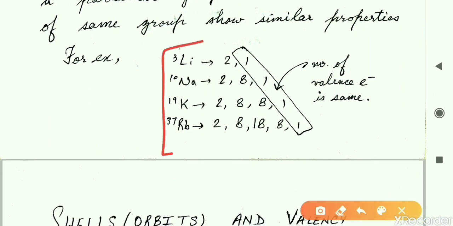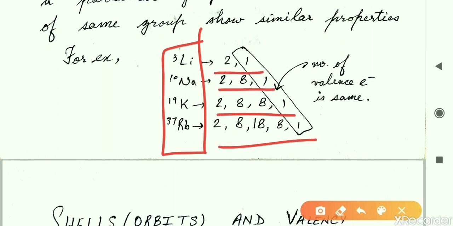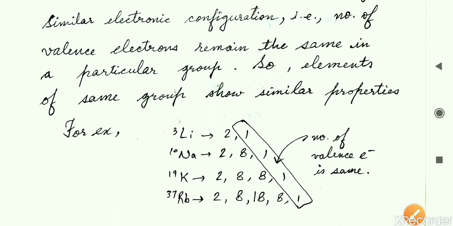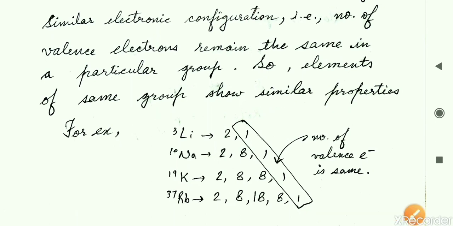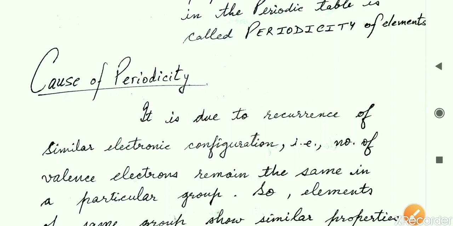We have these elements belonging to group number 1: lithium, sodium, potassium and rubidium. I have mentioned the atomic number alongside. If we write the electronic configuration of each of these, you will find that the valence electron count is always the same, that is, in this case 1. Due to this reason only, that the number of valence electrons is the same, the same group elements show similar properties, which leads to the formation of a periodicity.